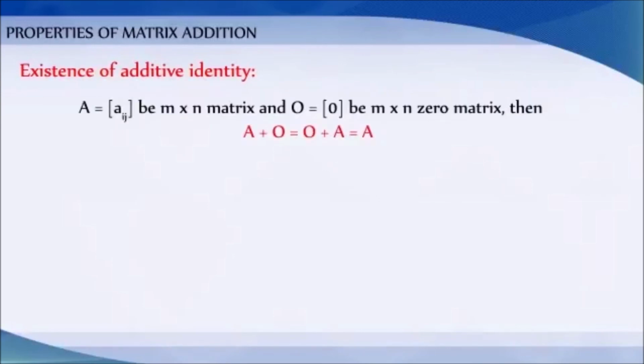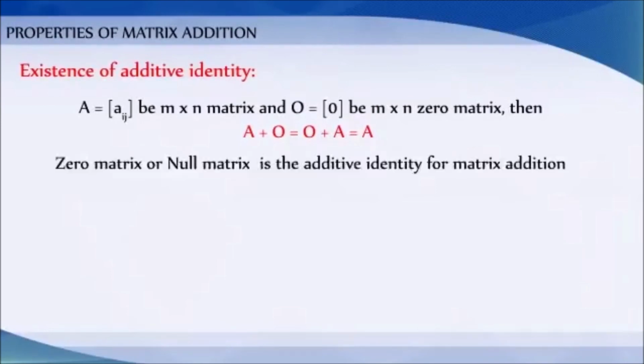Existence of additive identity. Let A is equal to Aij be an m by n matrix and O be an m by n zero matrix. Then we get A plus 0 is equal to 0 plus A is equal to A. Therefore, the zero matrix or null matrix is the additive identity for matrix addition.